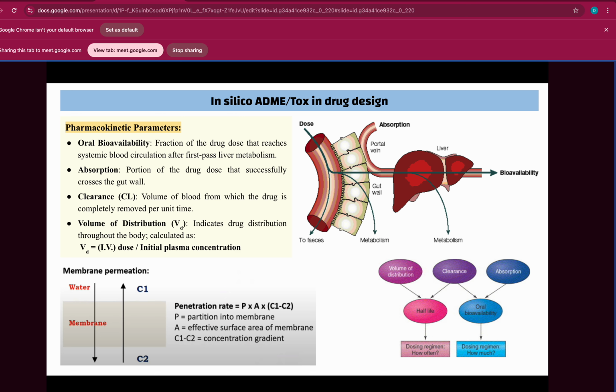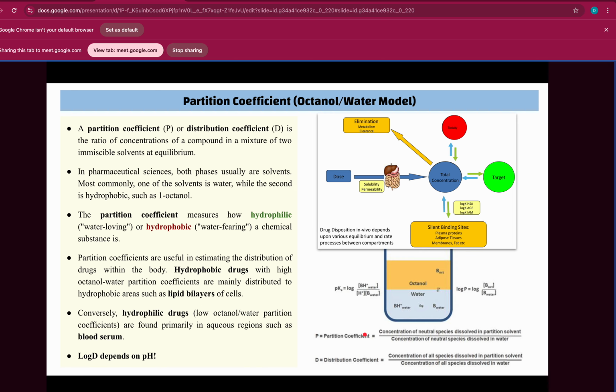There are certain drugs which we need to take at 3-hour intervals, and there are certain drugs which we take at 24-hour intervals. So it depends on its half-life and its bioavailability. Bioavailability will tell you how much dosage you need to take, and half-life decides after how much time we need to take that drug. So all those things need to be taken into consideration while designing the drug molecules.